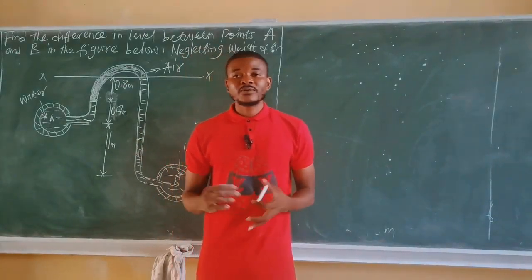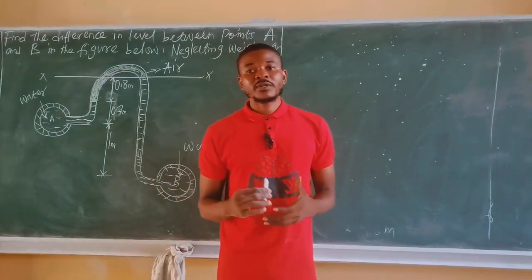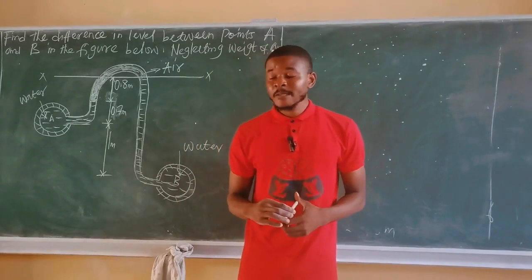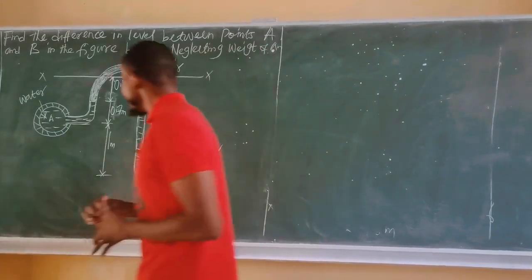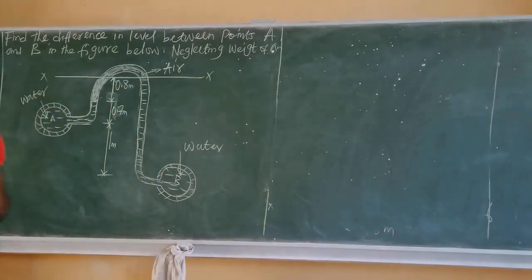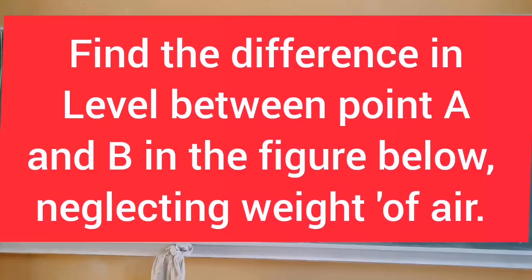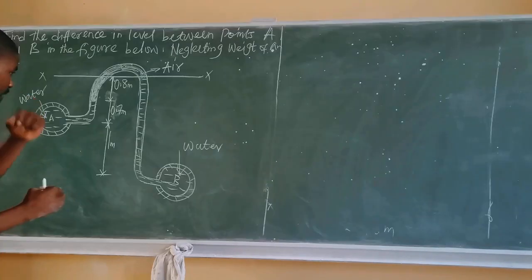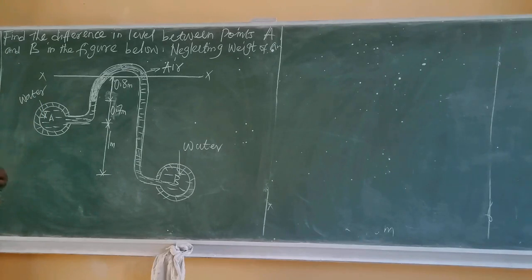Hello guys, welcome to this video, another episode on U-tube manometer analysis. Now let's consider this question on the board. The question says, find the difference in level between point A and B in the figure below, neglecting weight of air. Alright, so please keep that condition in mind, neglecting the weight of air.